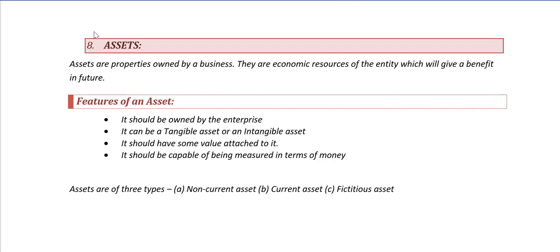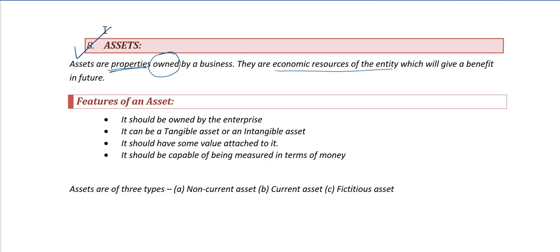8th term, assets. Assets are properties which are owned by the business. The word owned is very important. Whatever is owned by the business is called an asset. These will be economic resources of the entity which will give the business a benefit in the future.